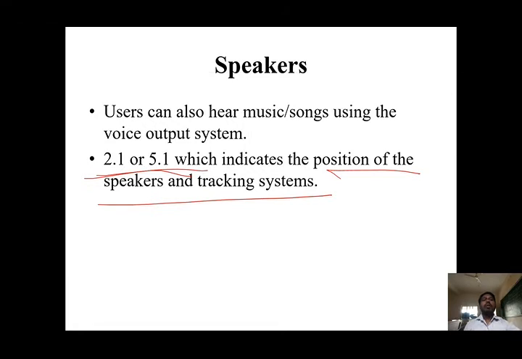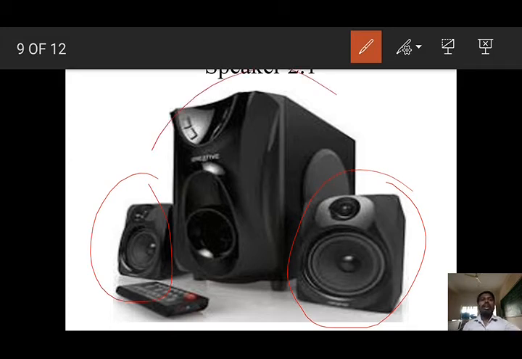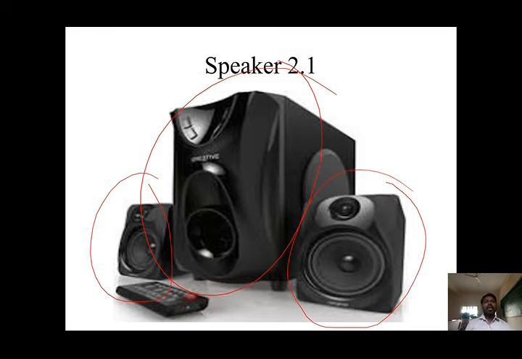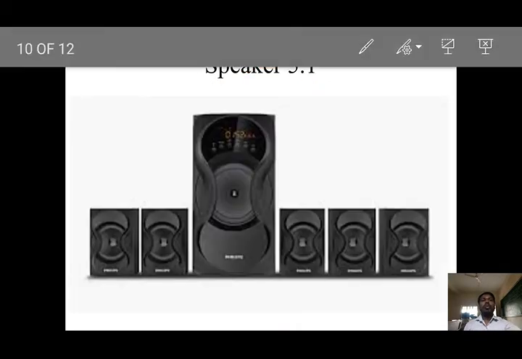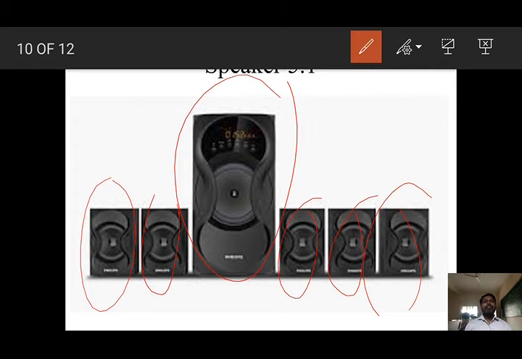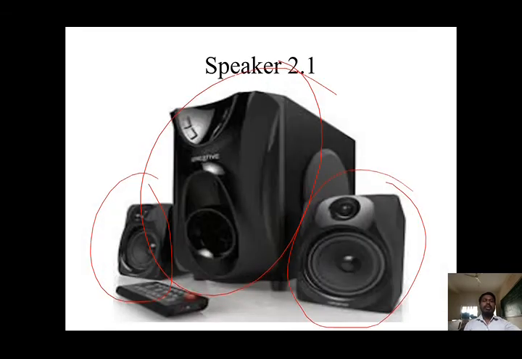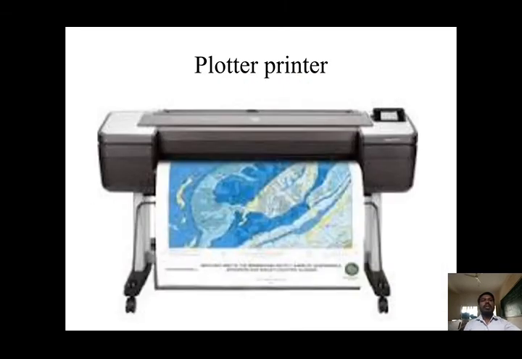For example, what does 2.1 mean? Two speakers, speaker 1 and speaker 2, and one tracking system, which means woofer. Understand? So two speakers and one woofer is called 2.1. Then what is 5.1? Too simple: 5 speakers, 1, 2, 3, 4, 5, along with one tracking system is called a 5.1 sound system. Understand? My dear students, I am going to conclude the session by giving a summary.